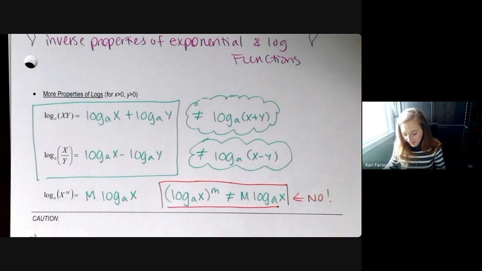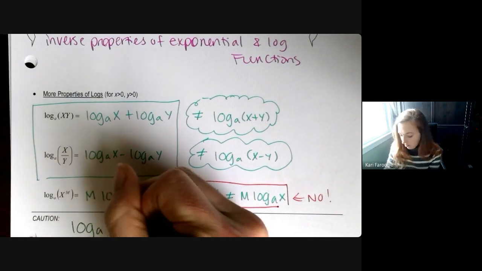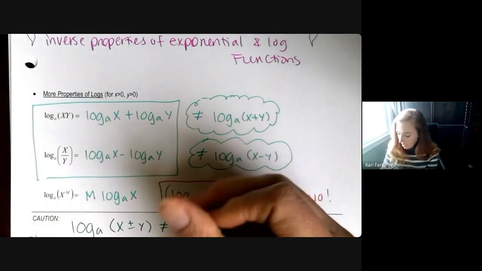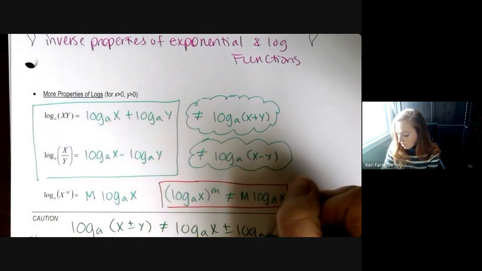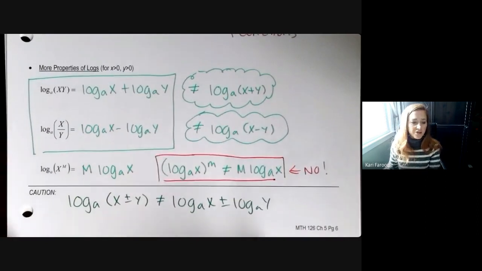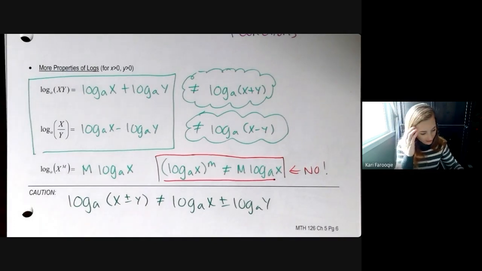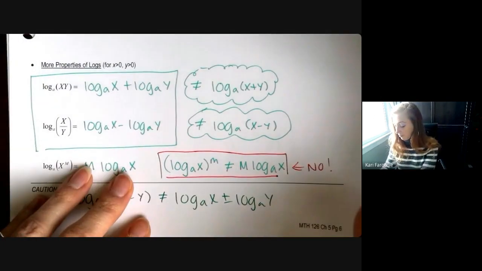Oh, the caution note. I'm getting ahead of myself here. The caution note is just the same thing I just stated, which is log base A of x plus or minus y does not equal log base A of x plus or minus log base A of y. So same thing I just said, but important enough to repeat. If you don't want to write it twice, that's fine. It doesn't work that way. You can't do it. Don't even try.